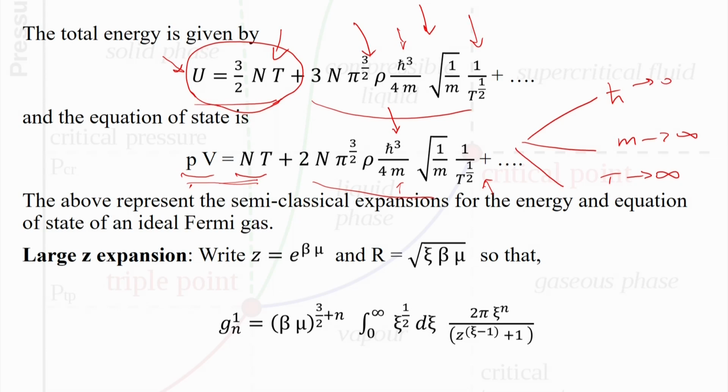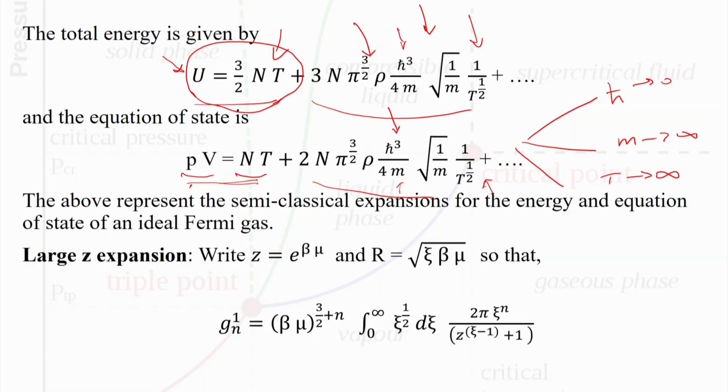Okay. Now let's get to the more interesting problem of the large Z expansion. I told you the small Z expansion is nothing but the semi-classical expansion. So, you get back something close to the classical ideal gas results. Now the reverse is what is known as the large Z expansion or the ultra quantum expansion. In the ultra quantum expansion you are actually making the temperature go to 0 instead of going to infinity. So, it is the other extreme limit.